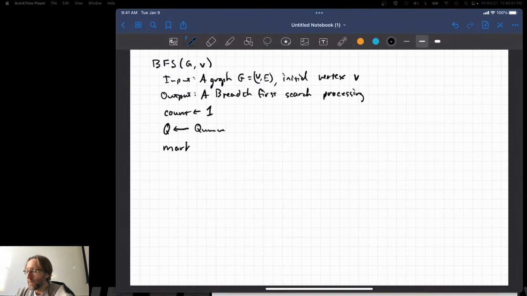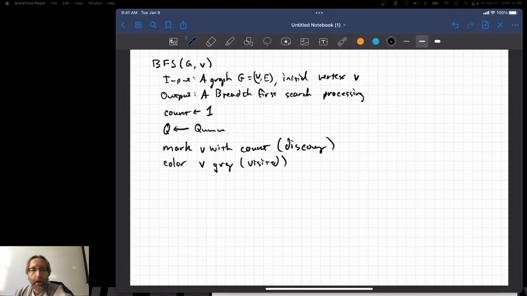We'll mark our initial vertex here, V, with count. That's its discovery time. We will color V gray, right? Visited, but not yet processed. And then we will enqueue it, q.enqueue V.